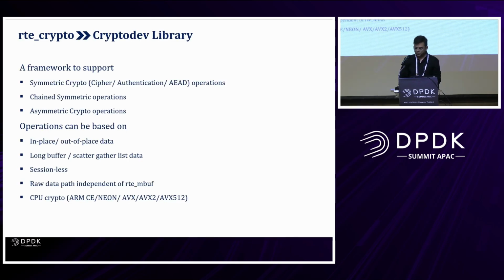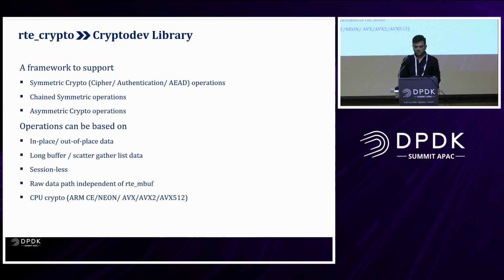RT Crypto or the Cryptodev library in DPDK is a framework to support various cryptographic operations on data. These operations can be symmetric operations for cipher, authentication or AEAD. They can be algorithm chaining as well, to support cipher plus authentication or authentication plus cipher kind of scenarios. They can be asymmetric operations also, for algorithms like RSA, DSA, or modexp, etc.